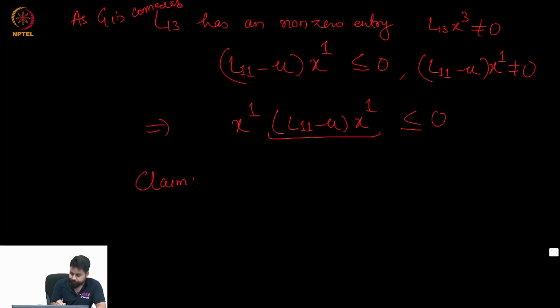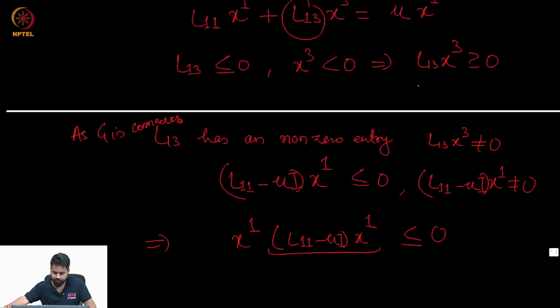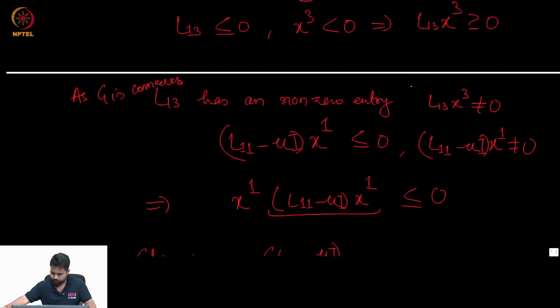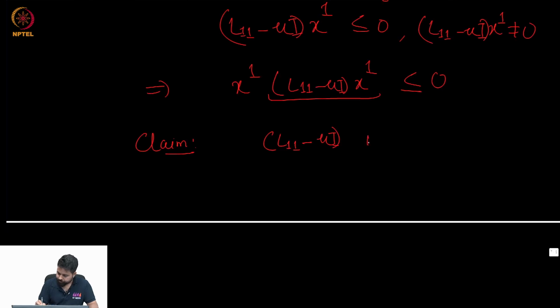Claim is this: the matrix L11 minus mu times the identity matrix. In fact, I have to make it an identity matrix here, sorry about this. So this is not a positive semi-definite matrix. Let us actually prove it, not a positive semi-definite matrix. So maybe we are claiming that this is not equal to 0.